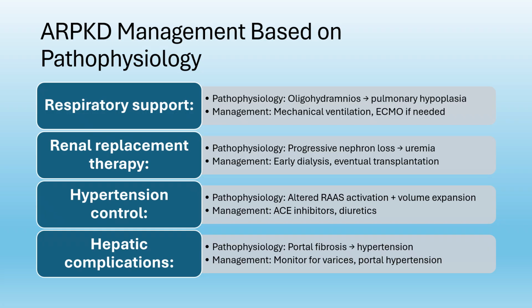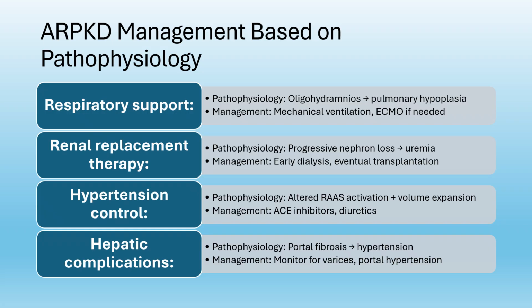Hypertension management targets the dual pathophysiology of altered renin-angiotensin-aldosterone system activation combined with volume expansion from impaired renal function. ACE inhibitors provide optimal blood pressure control while potentially offering renal protection. Diuretics help manage volume overload but must be used carefully to avoid further compromising renal function.